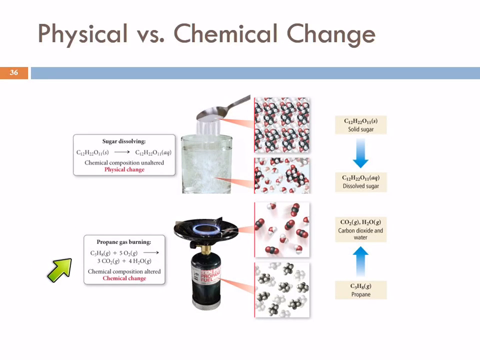Here's propane gas burning. This is the gas you use in the gas grill in the backyard. So the propane burns. Here's the propane molecule. When it combines with oxygen from the air and burns, it produces carbon dioxide and water. These are not the same particles as we started with. It's all the same atoms. There's carbon atoms and hydrogen atoms and oxygen atoms, but they've rearranged. And so that's a chemical change.